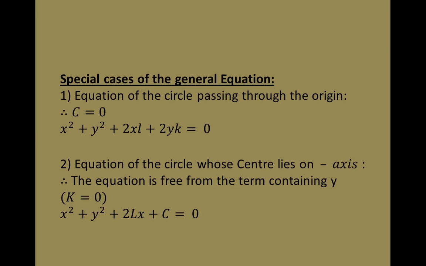Here are the special cases of the general equation. If the circle passes through the origin, then c equals 0. Then the equation is x squared plus y squared plus 2xL plus 2yK equals 0. Also, for the equation of the circle whose center lies on the x-axis, the equation is free from the term containing y, where K equals 0. Then x power 2 plus y power 2 plus 2Lx plus c equals 0.